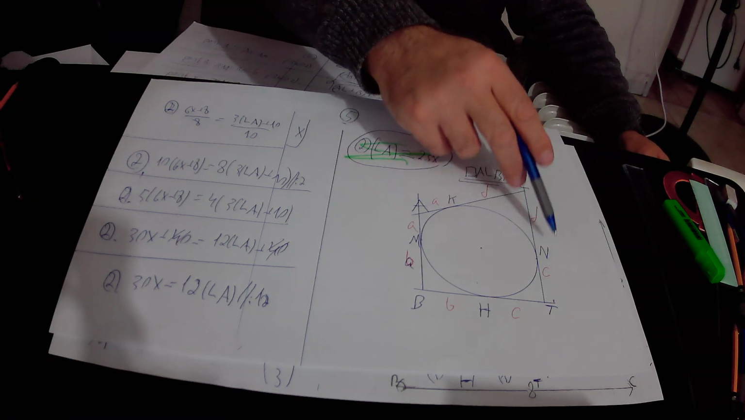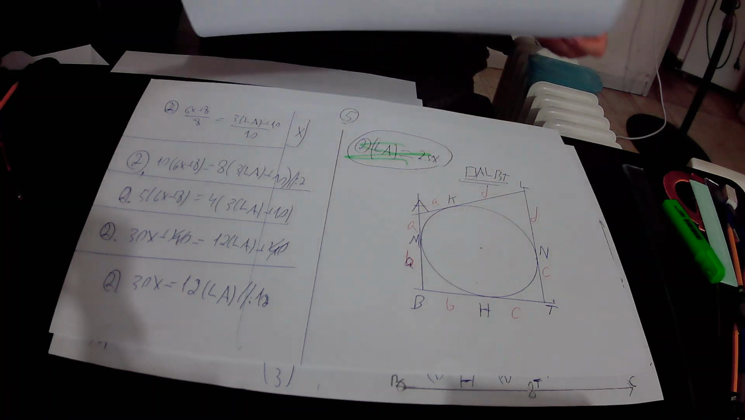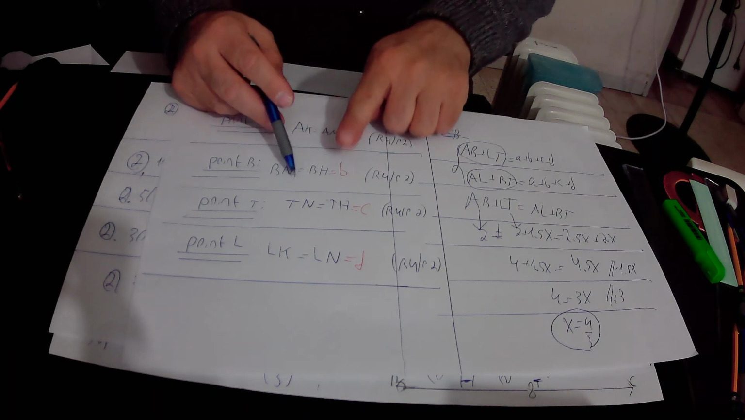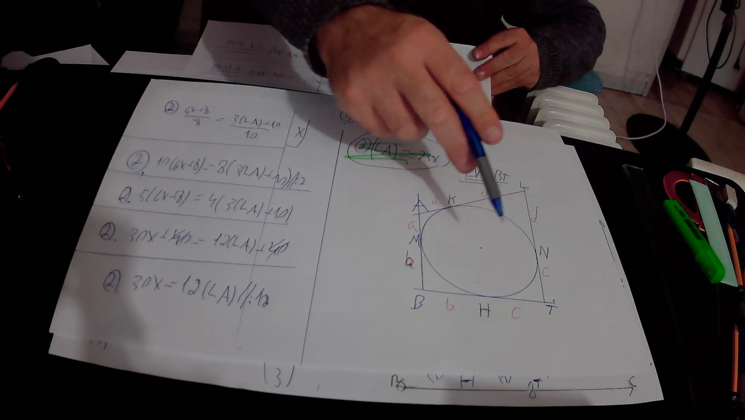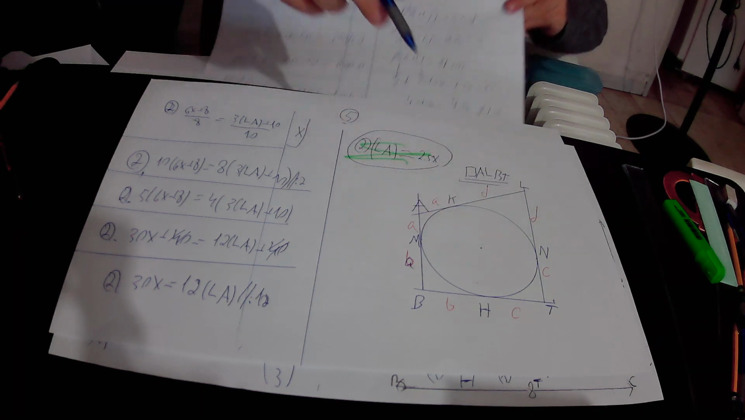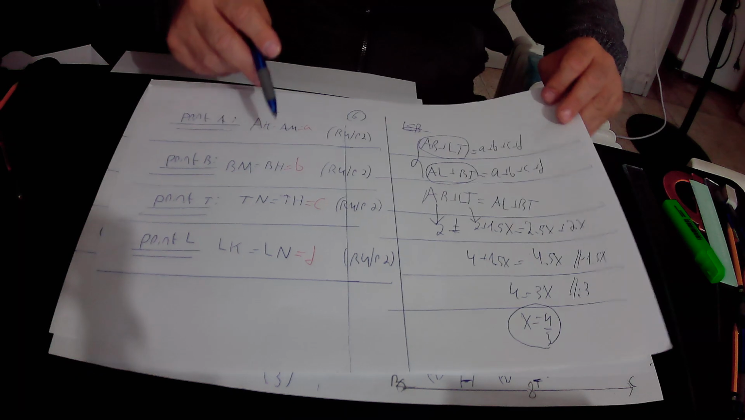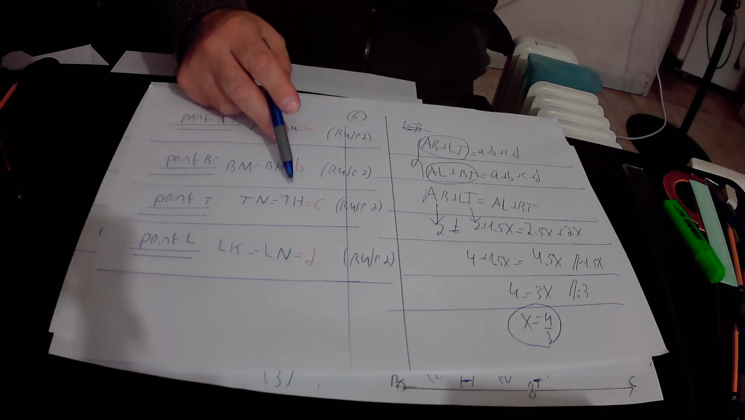That is to say, TN equals TH. So if we define the length of TN as C, then TH must also be equal to C because they are equal to each other. So we found that TN equals TH equals C.